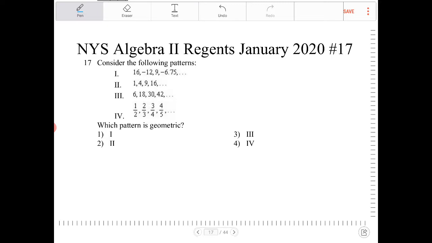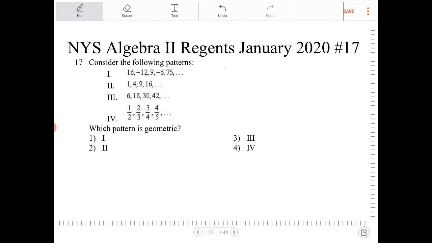A geometric sequence is a sequence that either grows or decays by some common ratio. So a geometric sequence has a common ratio.